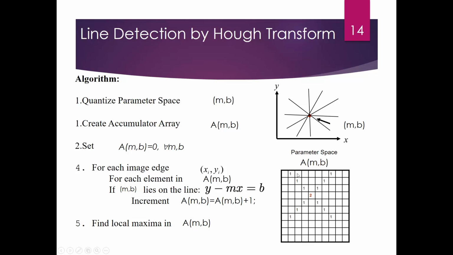Now initialize the accumulator value equal to 0. For example, this accumulator value is represented by A(i, j). So first we have to initialize A(i, j) equal to 0 for every element of (m, b), or (i, j). Now for each image edge point (x_i, y_i), for each element of A(m, b), if (m, b) lies on the line y minus mx equal to b, meaning they are collinear, then increment A(m, b) by 1. And after that, once you scan the whole image, find the local maxima in this accumulator.